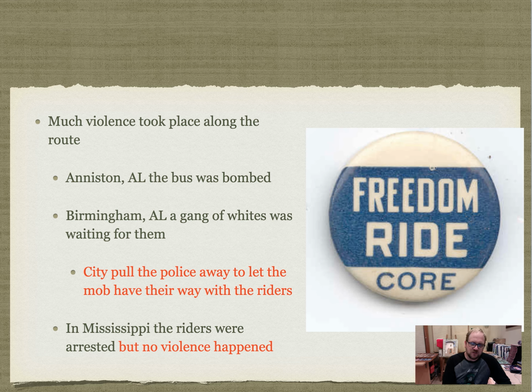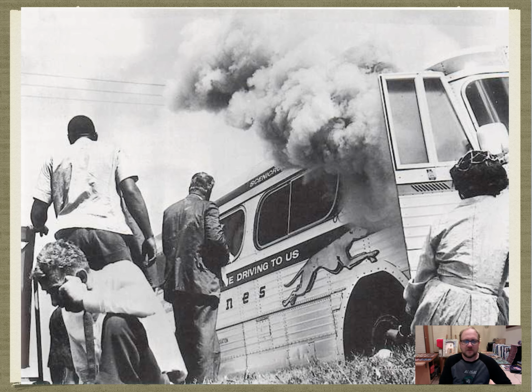A lot of violence is going to take place in Anniston, Alabama. One of the buses was going to be bombed. In Birmingham, a gang of whites will come in and basically attack the bus riders. And in Mississippi, the riders were threatened, but what happened? The governor stepped in and arrested the riders at the request of JFK to avoid any more violence.